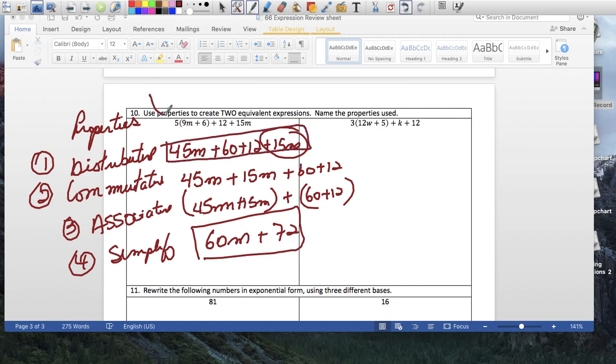So if I give you this original one, you can say that you created this expression using distributive property, and you created this expression after you combine all the like terms. So you have 60m plus 72. So all these three, this one, and this one, are equivalent, except they're written differently.